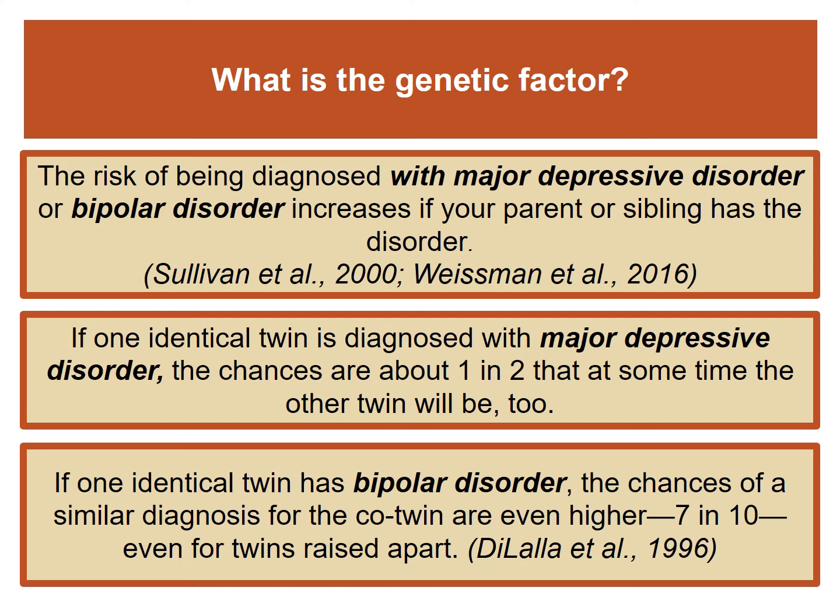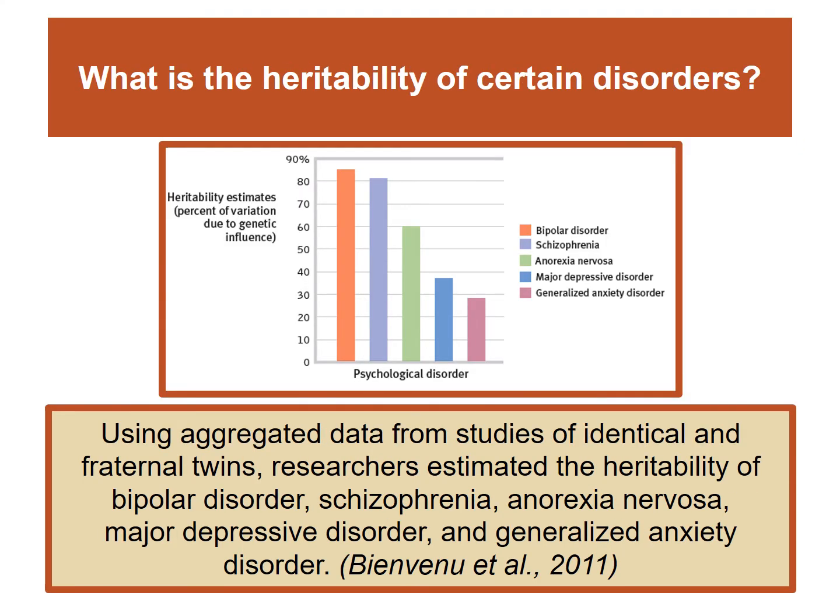If one identical twin has bipolar disorder, the chances of a similar diagnosis for the co-twin are even higher, 7 in 10, even for twins raised apart. What is the heritability of certain disorders? Using aggregated data from studies of identical and fraternal twins, researchers estimated the heritability of bipolar disorder, schizophrenia, anorexia nervosa, major depressive disorder, and generalized anxiety disorder. Heritability estimates the percent of variation due to genetic influence. If you look on the left, bipolar disorder is the highest and generalized anxiety disorder is the lowest.